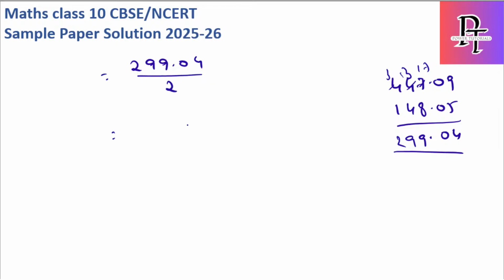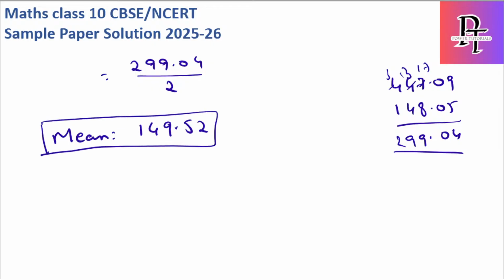So 2 1s are 2, 2 4s are 8, 2 9s are 18, 2 5s are 10, 2 2s are 2. So the answer is 149.452, which is the value of the mean.